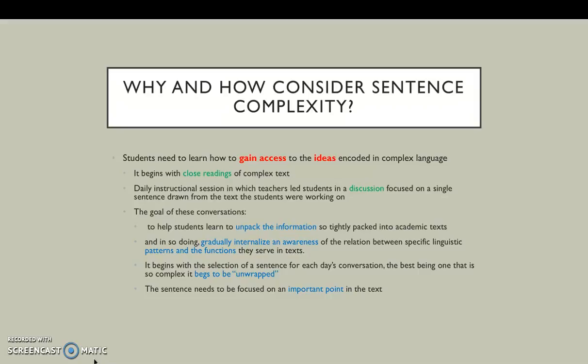One of the biggest pieces is that what you do with the text is tied to meaning. A good way to think about this is to check and make sure that the point of the sentence is important to the meaning of the text, and that it's not simply just a complex sentence.